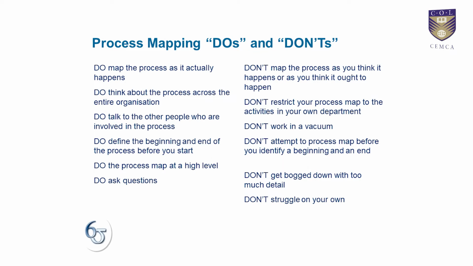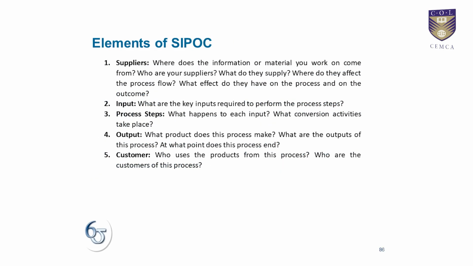Now, in this slide, we talk about a high level process mapping method called SIPOC. S stands for supplier, I stands for input, P stands for process, O stands for output, C stands for customer. So we talked about the supplier and the input part of it. Let's explain each of them, what they are.